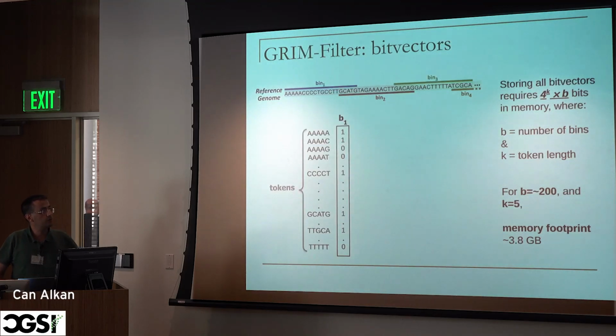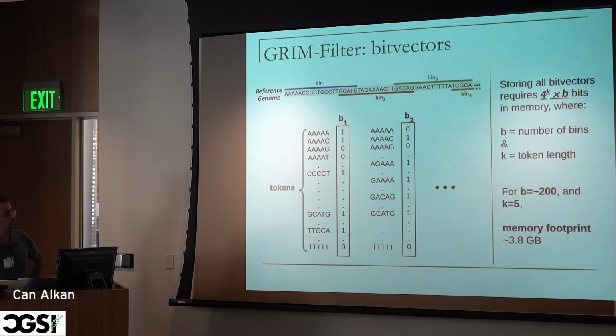So basically, storing all bit vectors in this fashion is going to require 4 to the power k times b bits in memory. So we have b bins, right? And the length of the k-mers are k. So if we are searching for k equal to 5 and b equal to 200, then the required memory footprint is going to be less than 4 gigabytes, which is actually not that much considering the amount of memory that we waste these days. Right.